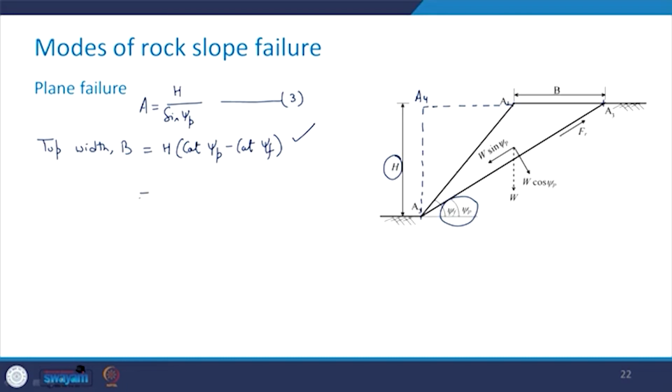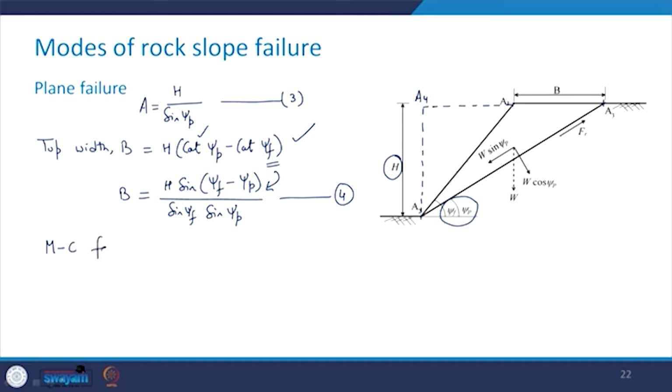Or this can also be written as H sine of psi f minus psi p divided by sine of psi f sine of psi p. This is equation number 4. I have not done anything, just I have written cot as cos upon sine and then made this form into this particular form. Now, since this is following Mohr-Coulomb failure criterion as per our assumption.